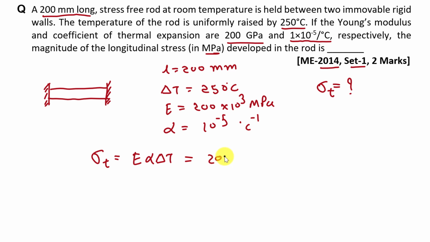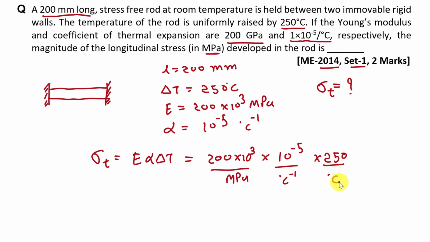E is given as 200 into 10 raised to 3 megapascal. This alpha is 10 raised to minus 5, and the value of delta T is 250. Here this E is in megapascal, this alpha is in centigrade inverse, and this 250 is in degree centigrade, right? So finally you will get the value in megapascal, and if you calculate this, then you will get 500 megapascal, and that is going to be the value of thermal stress in this rod.